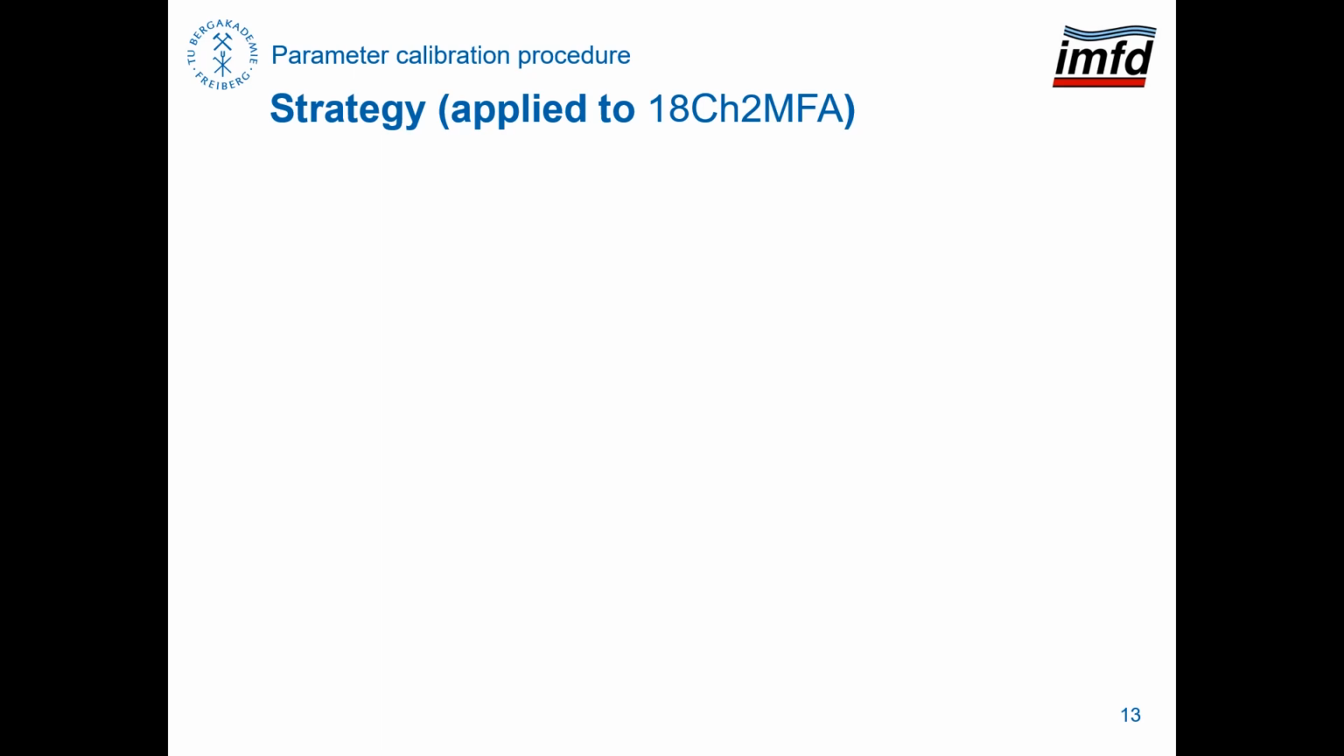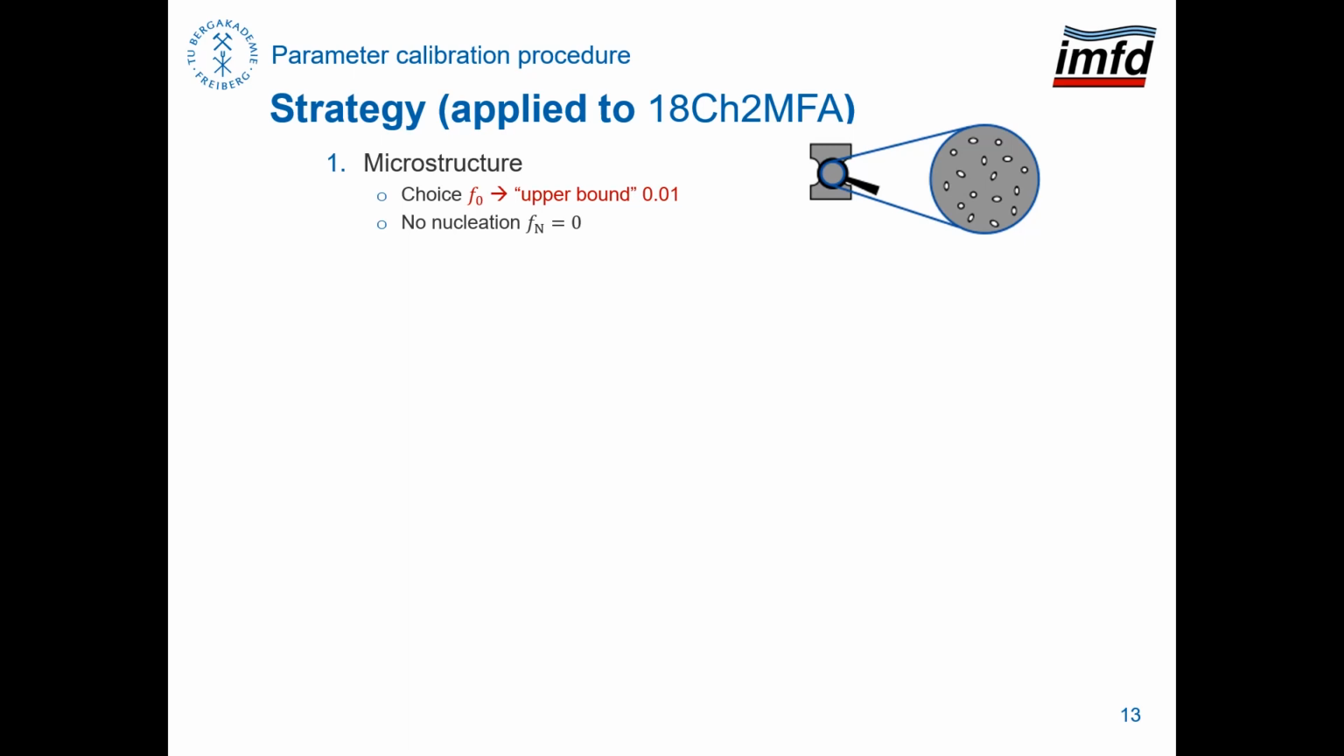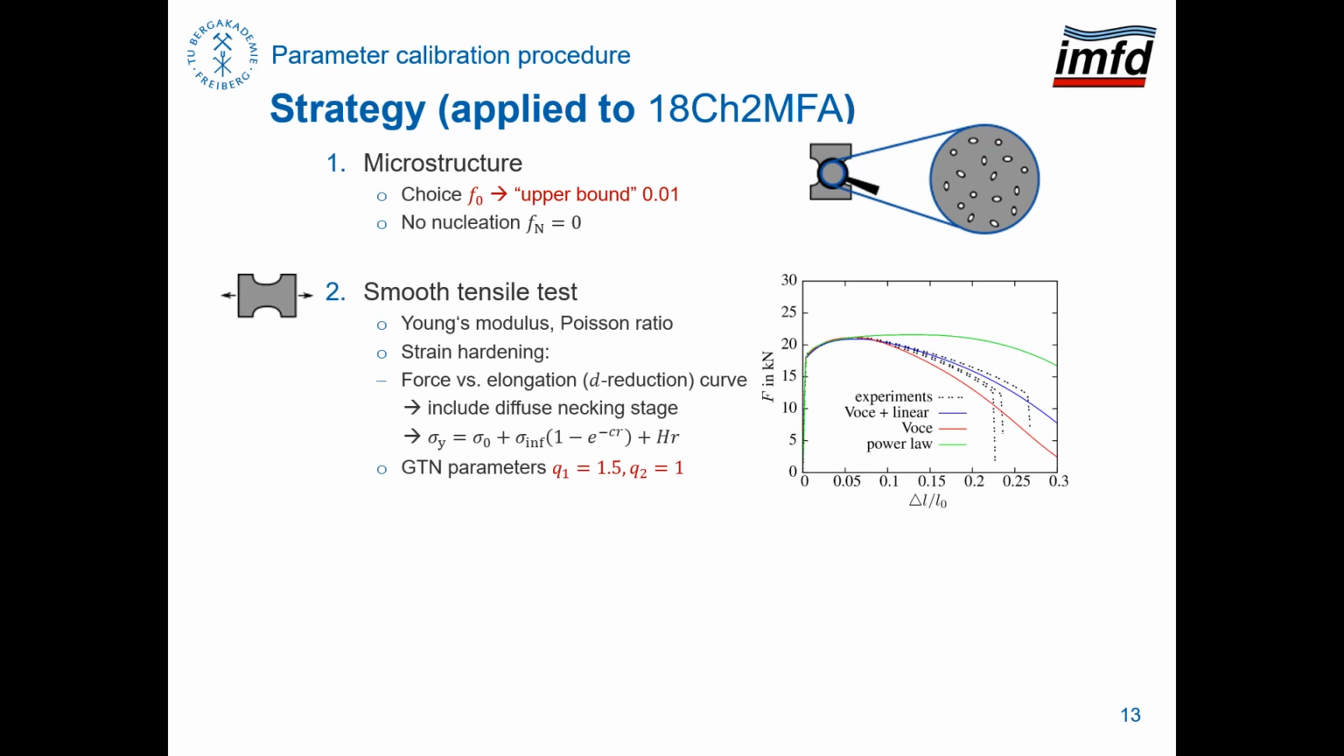A value for the initial void volume fraction can be estimated, for example with the help of the famous Franklin formula. We assumed a high, let's say upper bound value of 1% as initial porosity. Again, no void nucleation is taken into account. With the help of smooth tensile tests, the strain hardening behavior is investigated. In order to match the necking behavior of the considered steel, force versus elongation and cross-section reduction curves of experiments and full finite element simulations of the tensile tests have been used.